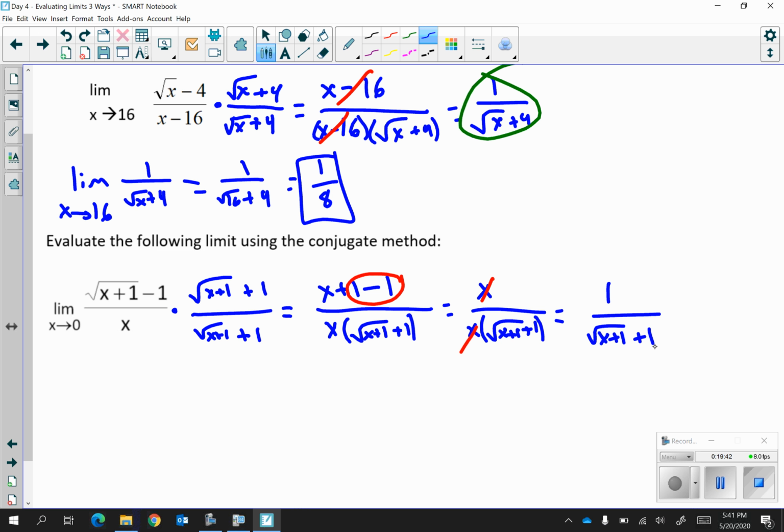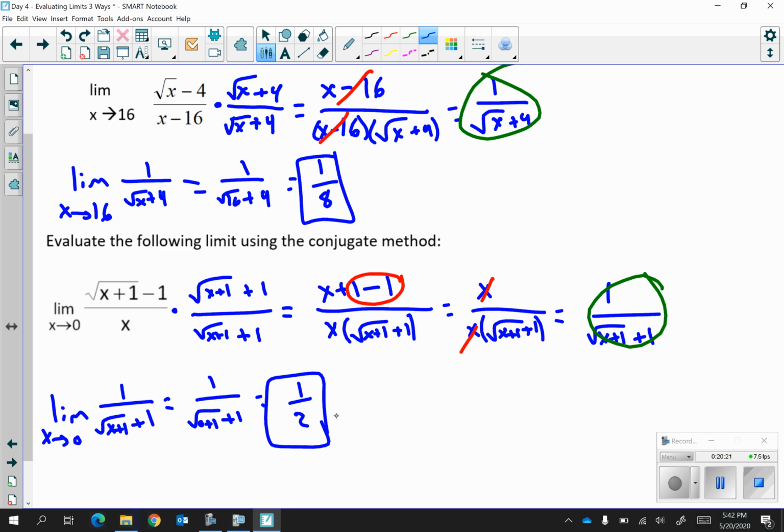Now that we have that, we're going to rewrite the whole question as the limit as x approaches 0 of my new function that we just got. So I have 1 over the square root of x plus 1 plus 1. And now you're going to use the substitution method. So I have 1 over the square root of 0 plus 1 plus 1, which when you put in the calculator, you're going to get 1/2.